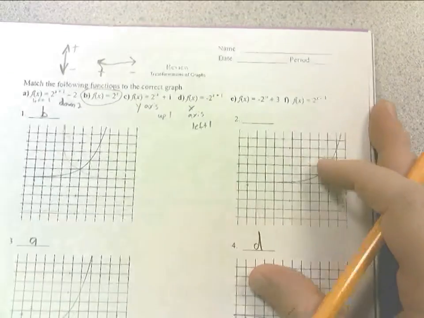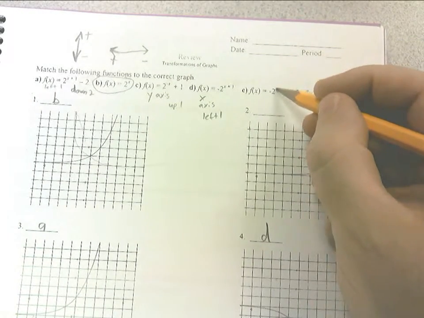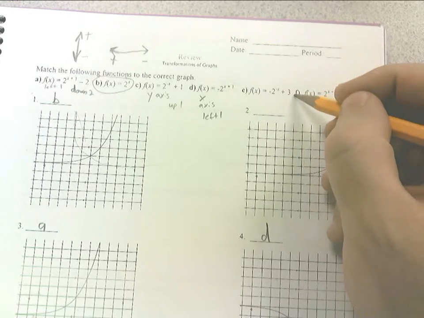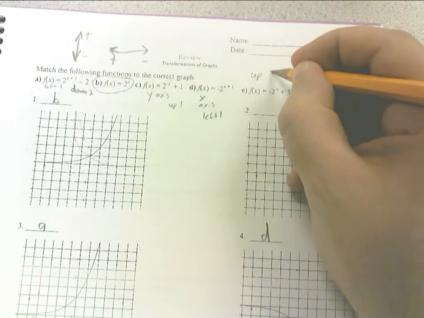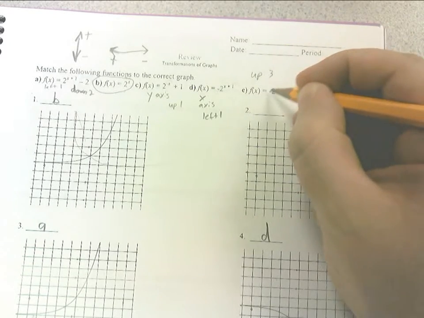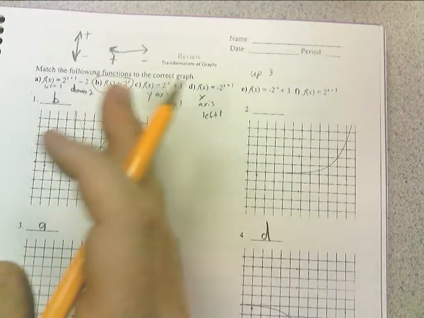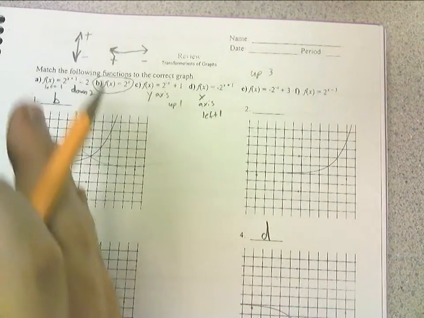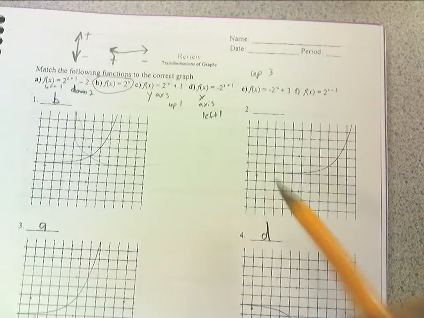E is a little tricky as both the 2 and the x both change signs, so they're both negative. And then I have this plus 3, which means it's going up 3. But when these are both negative, or they're both changing signs, that's basically saying that I'm going to flip across the y-axis and the x-axis. So I'm going to look for something that flipped across both.